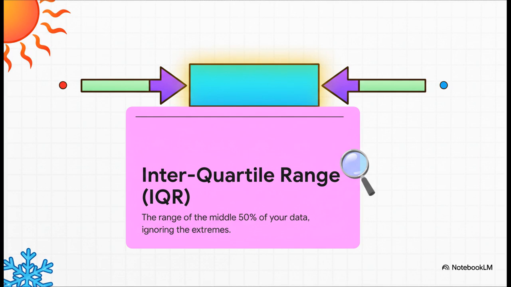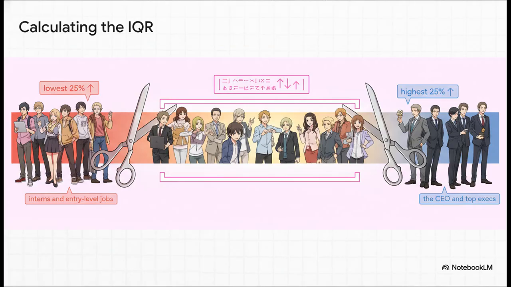It's way more robust because it ignores the extremes and just focuses on the spread of the middle 50% of your data. So, how does it do that? It's actually pretty cool. Imagine you've got a list of all the salaries in a company. To find the IQR, you first line them all up. Then you literally chop off the lowest 25%, so goodbye to the intern and entry-level salaries. Then you chop off the highest 25%. See you later, CEO and top executives. The range of whatever's left in the middle, that's your IQR.